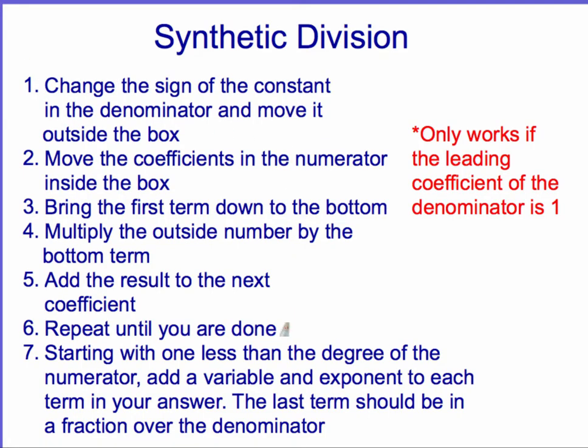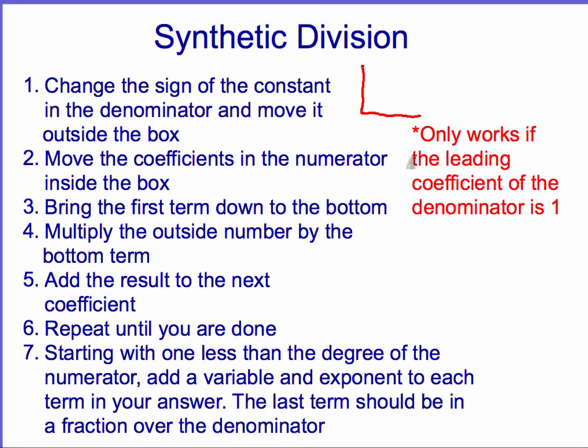Okay, let's talk synthetic division. My instructions here are actually more complicated than doing the problem. So the first thing you're going to do is change the sign of the constant and move it outside of the box. The box being, we're going to draw this little box in when we go to do it. Then we're going to take the coefficients and put them inside the box. Then we bring the first term down to the bottom, and we multiply what's outside by that term and bring it up here. Then we combine our like terms. Okay, and then we just keep doing that over and over again until we get to the end. And then when we're done, we put some variables on there. And I'll show you how to do that in a second.